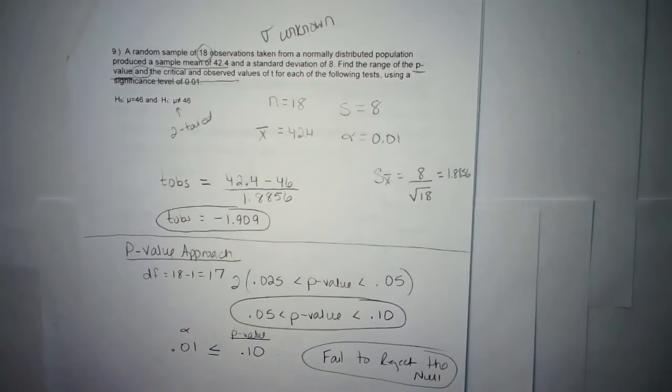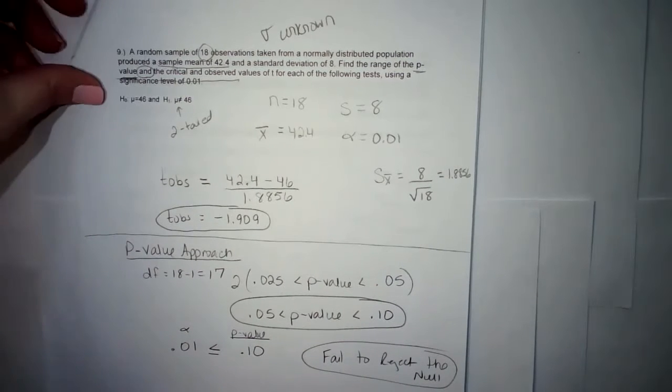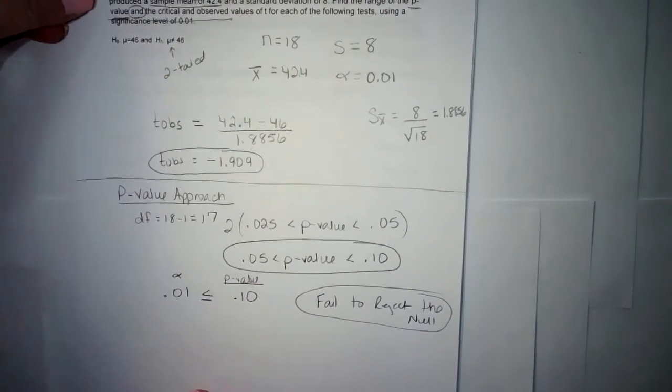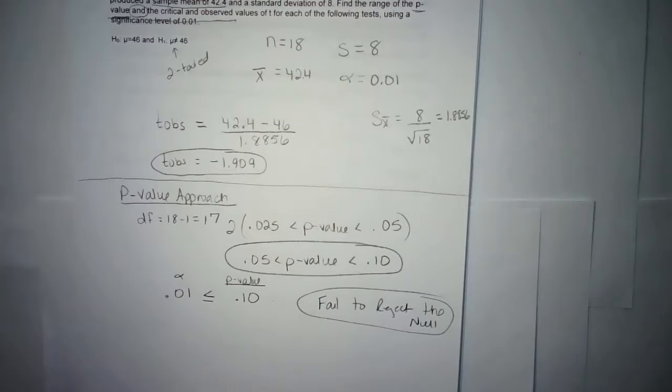All right, so it may take you a minute to get back into this stuff because it's a whole other language, right? It's kind of hard to remember how to deal with all this. So that was the p-value approach. We got our p-value, it was a range. We had to multiply it by 2 because it was two-tailed and then compared it to alpha. And because that p-value was so big, we failed to reject the null.